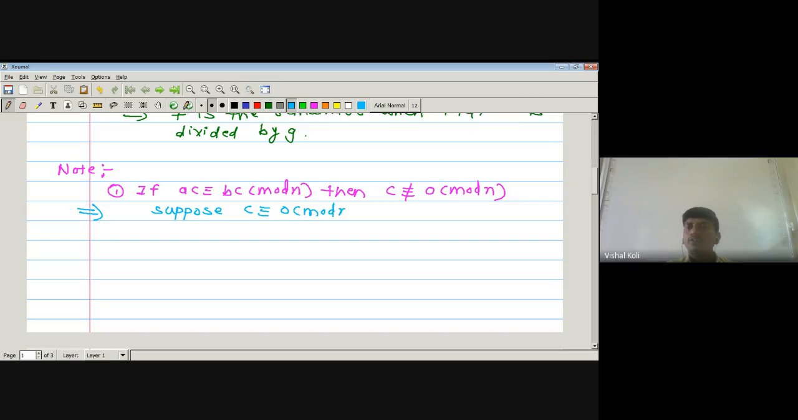If C is congruent to 0 modulo n, then by the definition of congruence, n divides the difference of these two integers C and 0. That is, n divides C. As n divides C, then by the definition of divisibility, there exists an integer q such that C is equal to n into q. That is, C is a multiple of n. As C is a multiple of n, then what should be the GCD of these two integers C and n?